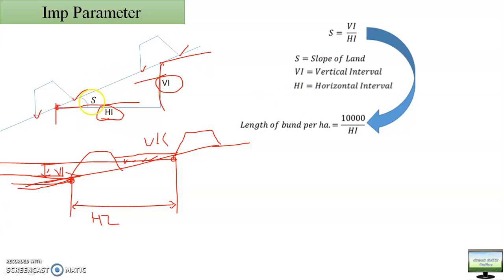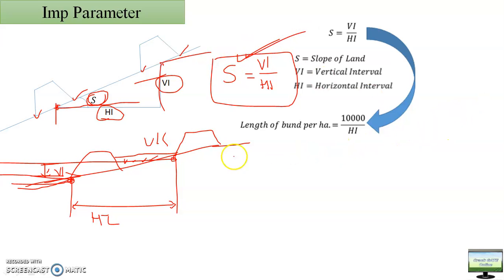So what will be the formula from here, you can see, you don't need to remember. S equals VI by HI, that is, S = VI/HI. This is the relationship used for vertical interval and horizontal interval. One more important factor is the length of bund per hectare.